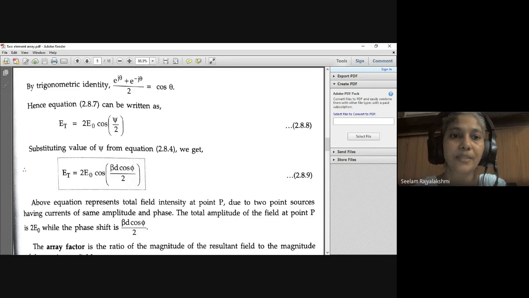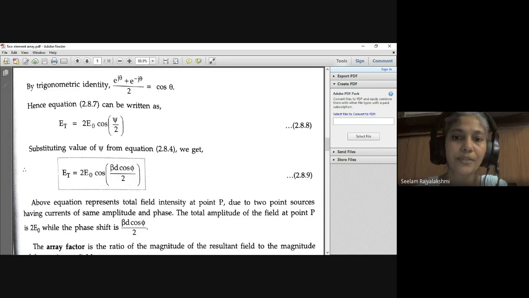Substituting the value of ψ from equation number 4, we have ψ equals β d cos φ. So we are replacing ψ with β d cos φ. So E_t equals 2 E_0 cos(β d cos φ / 2). This is the equation which represents the total field intensity at a particular point P due to the two point sources having currents of the same amplitude and phase.